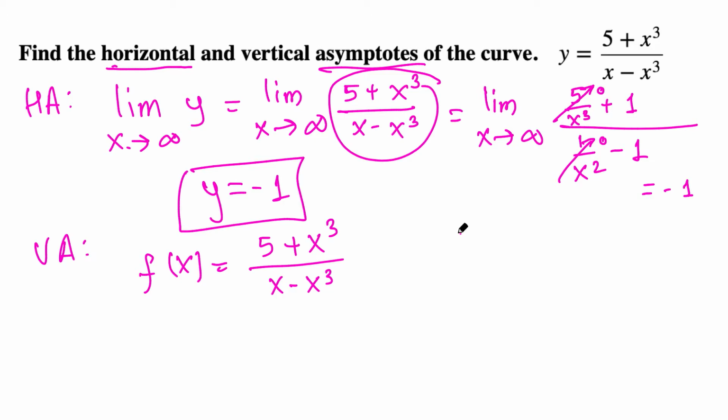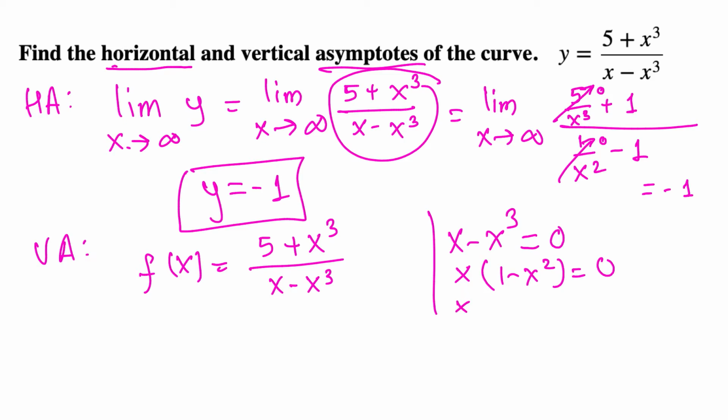So the bottom, x minus x cubed, is 0 where? We can solve this. Factor x out: x times (1 minus x squared) equals 0. Now we can factor further. In fact, 1 minus x squared is a difference of two squares. So that's x times (1 minus x) times (1 plus x) equals 0. We are getting three x values.